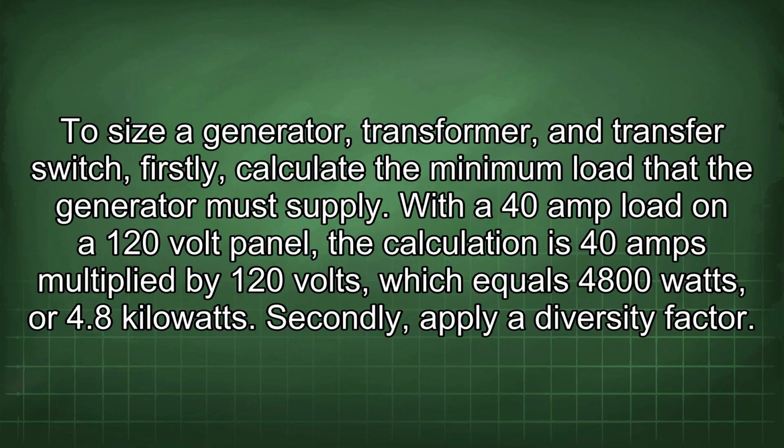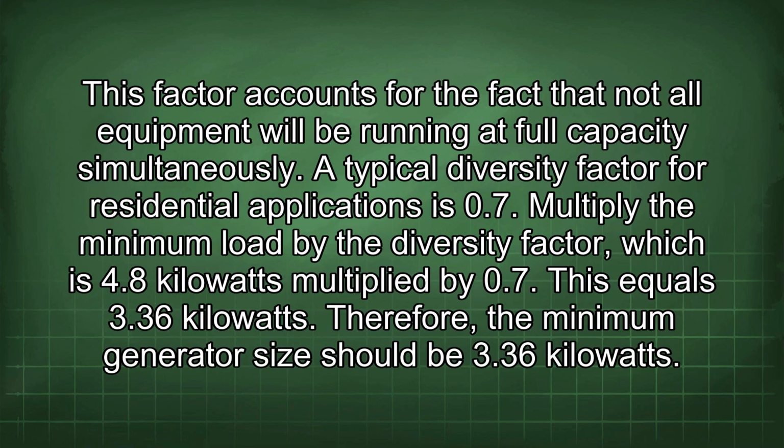Secondly, apply a diversity factor. This factor accounts for the fact that not all equipment will be running at full capacity simultaneously. A typical diversity factor for residential applications is 0.7. Multiply the minimum load by the diversity factor, which is 4.8 kilowatts multiplied by 0.7. This equals 3.36 kilowatts. Therefore, the minimum generator size should be 3.36 kilowatts.